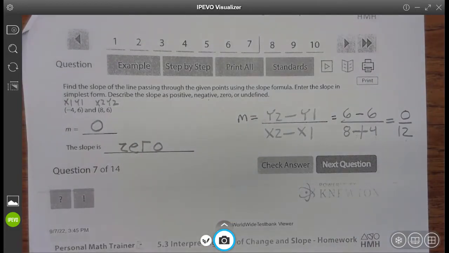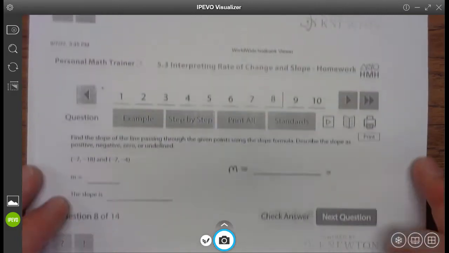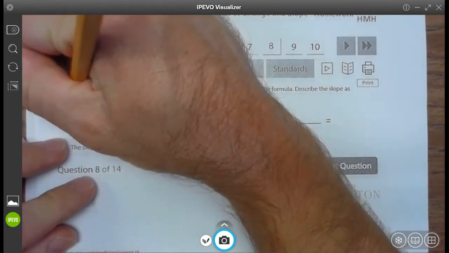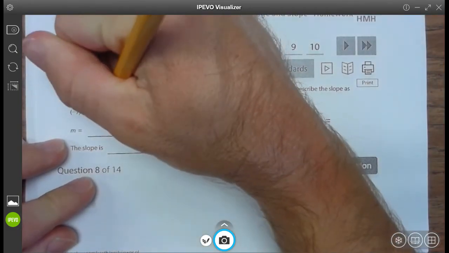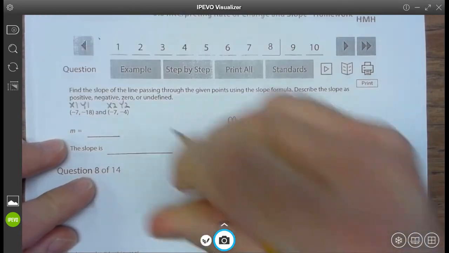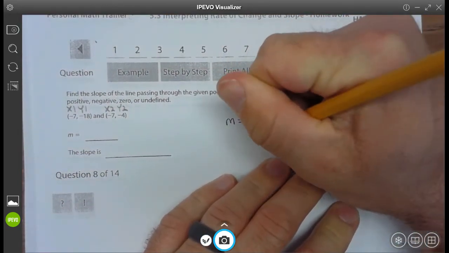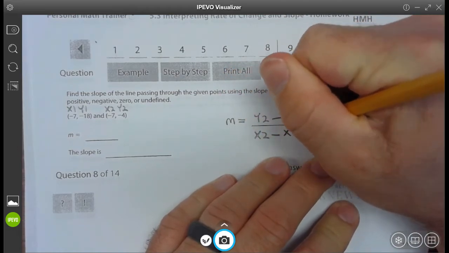All right, go and finish up example 7. All right, let's take a look at example 8. Find the slope of the line using the slope formula. So again, this is x1, y1. This is x2, y2. We know the slope is y2 minus y1 divided by x2 minus x1.